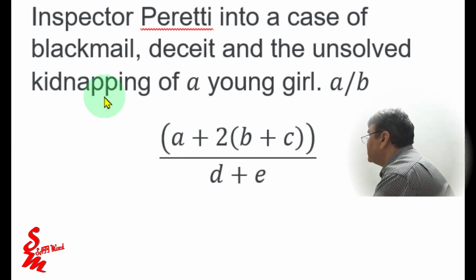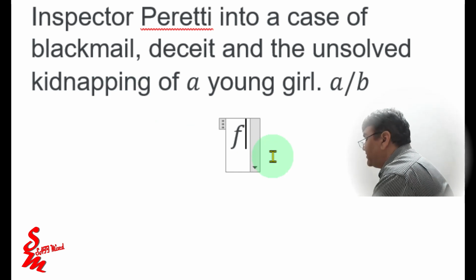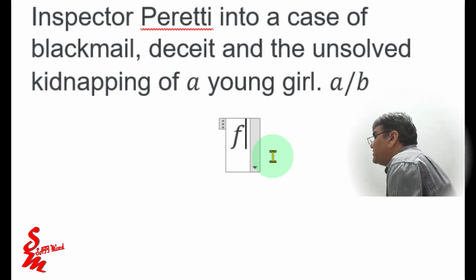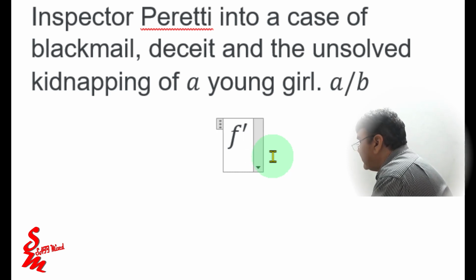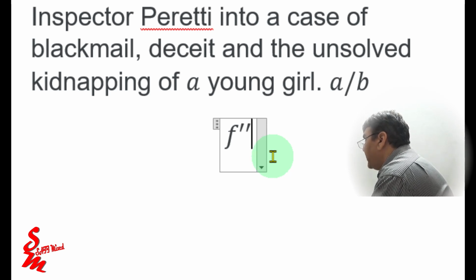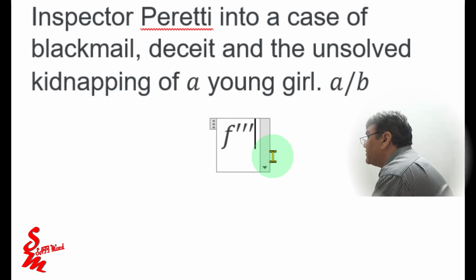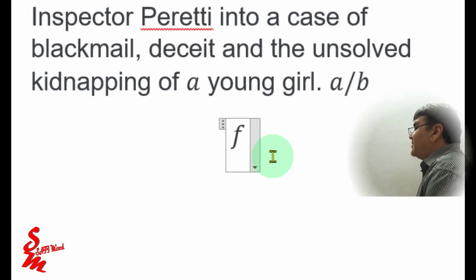How do we insert differentiation? Say f is a function, and if I want to differentiate this with respect to a spatial coordinate, I just press the apostrophe key to insert a single differentiation sign, and if I press it twice, that will insert a double differentiation sign, and similarly the triple prime will be inserted by pressing that key thrice.